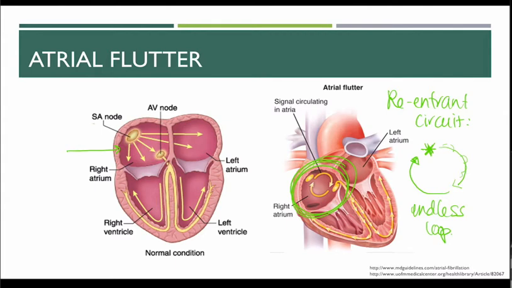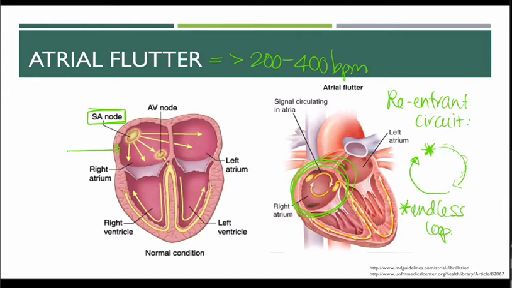So the SA node normally controls the heart rate. But in this case, this endless loop is going to cause a signal to fire at a much, much faster rate. You don't have to wait for the SA node to repolarize and then depolarize again. You're going to get a really, really fast atrial rate of contraction. In fact, in atrial flutter, it is normal to see an atrial rate greater than 200 to 400 beats per minute. Super, super fast.